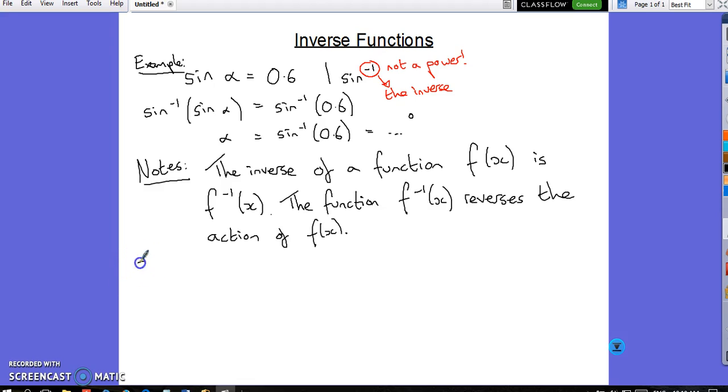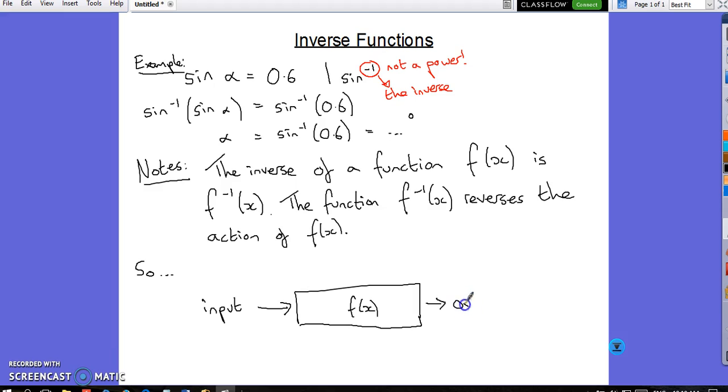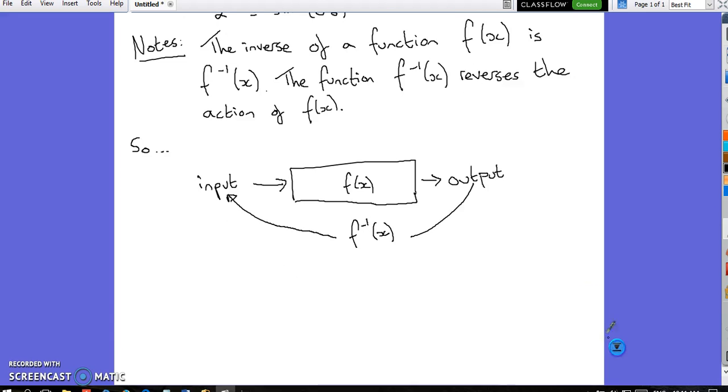So we've looked so far at functions where we have an input, then we put this input into our function machine, f of x, and this spits out a number, which is our output. And this always goes then in this direction. The inverse function takes us from the output and brings us back to the input. So this is f to the minus 1 of x. The inverse function of f says, how can I go this way? How can I take the output of the function and get back to the input of the function?